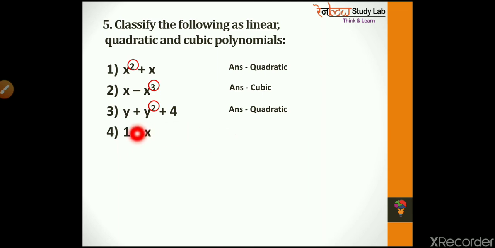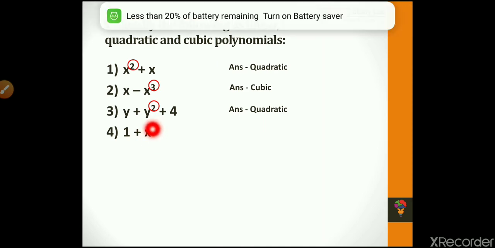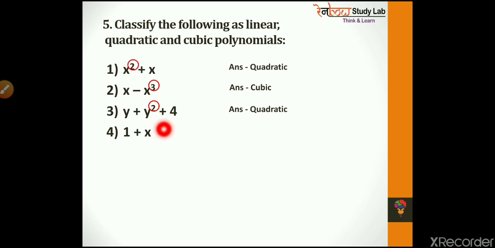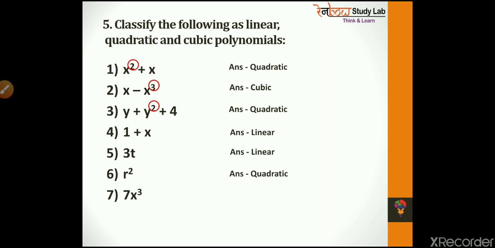In the fourth one, 1 plus x. What is the highest power of the variable? Variable is x. Highest power is nothing written, so it will be 1. If simply x is written, then it is x raised to 1. So your answer will be linear. Please understand, power is 2, degree is 2, quadratic; degree is 3, cubic; degree is 1, linear. 3t. Again, if only t is written, its degree will be 1. So linear. r square. So your degree is 2. So it will be quadratic. 7x cube, degree is 3.